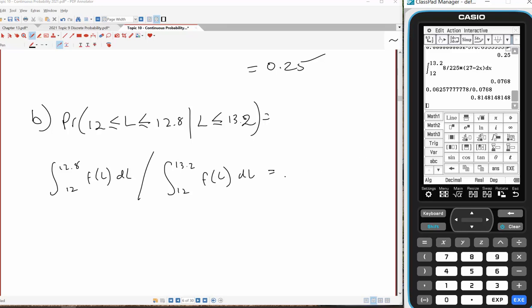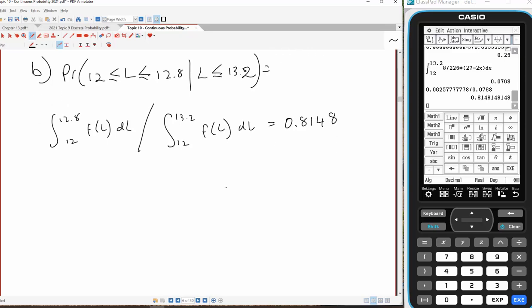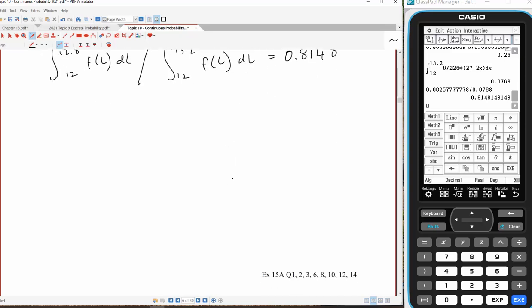Pretty high. Which kind of would make sense. Okay, we know it's less than 13.2. What are the chances between 12 and 12.8? All right, pretty high. Alrighty, so there is continuous probability. All right, so 15A allows you to explore that a little bit more. Good luck.